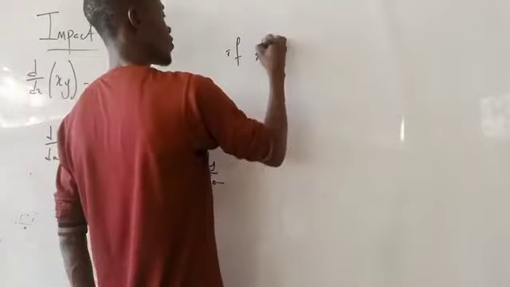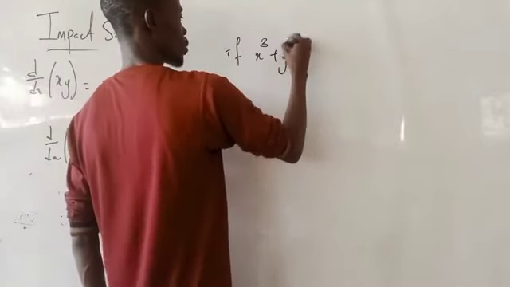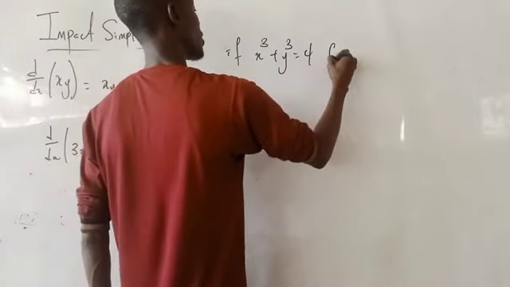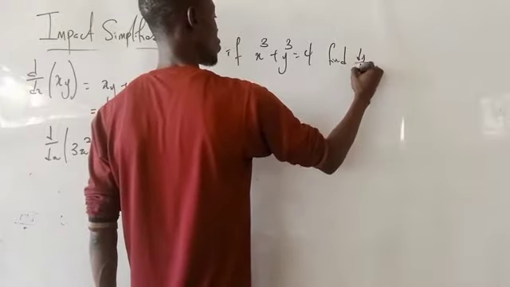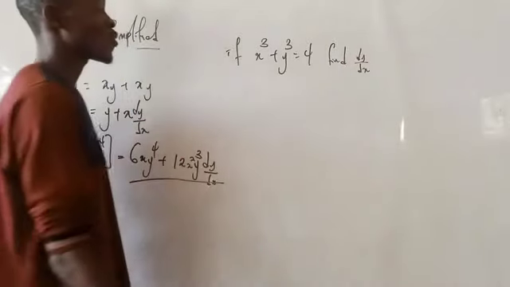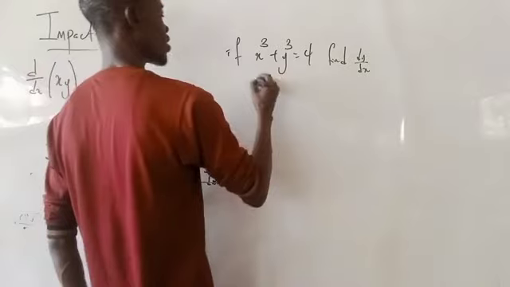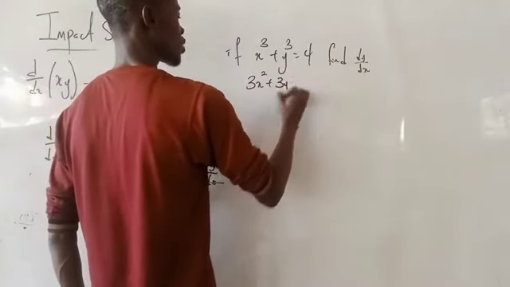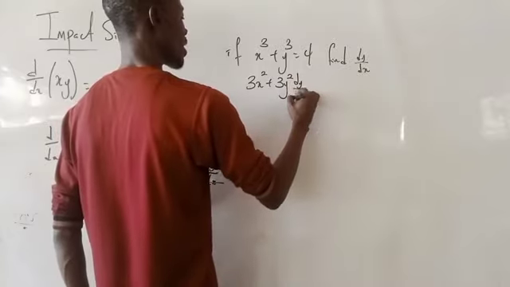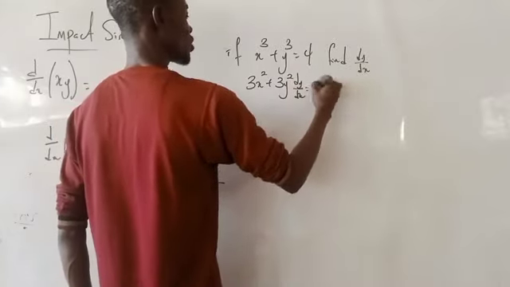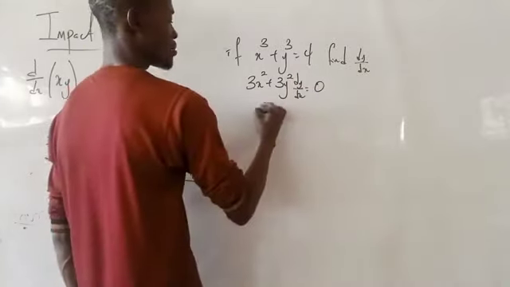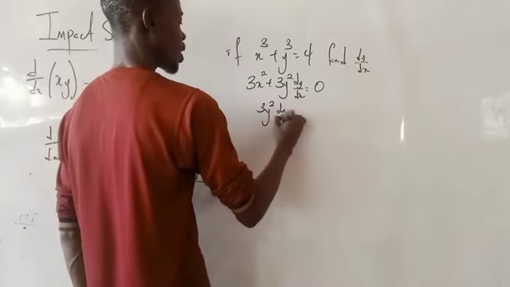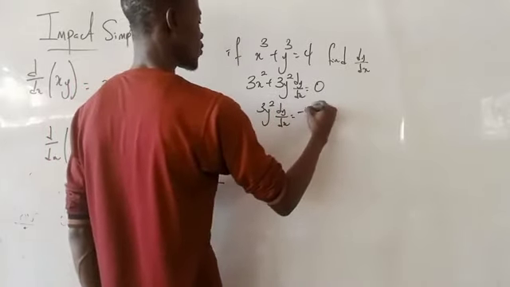For instance, we have: if x cubed plus y cubed is equal to 4, they are asking us to get the value of dy/dx. How can we solve this? You differentiate this, we have 3x squared. You differentiate this, we have 3y squared dy/dx. You differentiate the right side, we have 0. And that means we are now going to make dy/dx the subject of the formula.